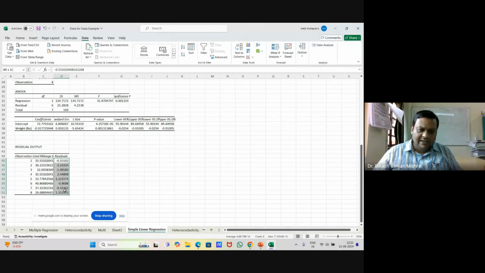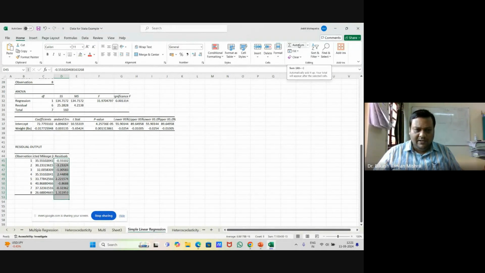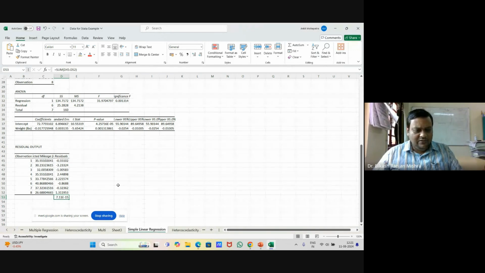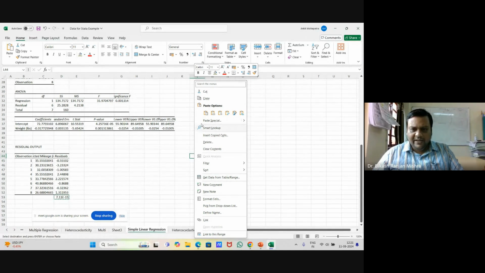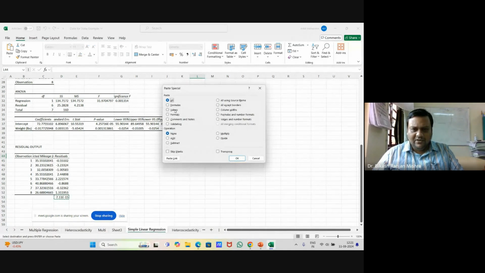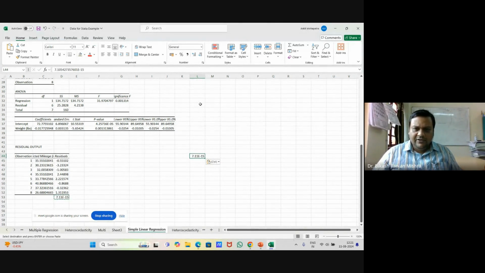If you want to get an idea, then do one thing: let us take the sum total and see what happens. Go to Home, and there is an AutoSum over here. If you click over here, you get this particular number. It is very difficult to understand what the value of it is. So what we need to do is Control C it, and paste somewhere here using Paste Special, Values, then click over here. Then, if you get the figure, this will be e raised to the power minus 15.